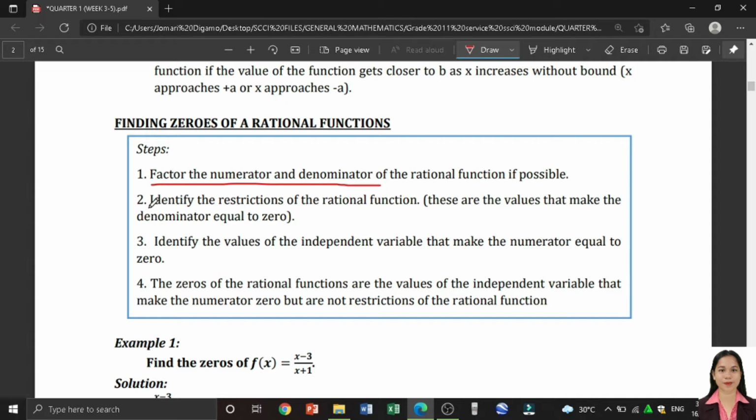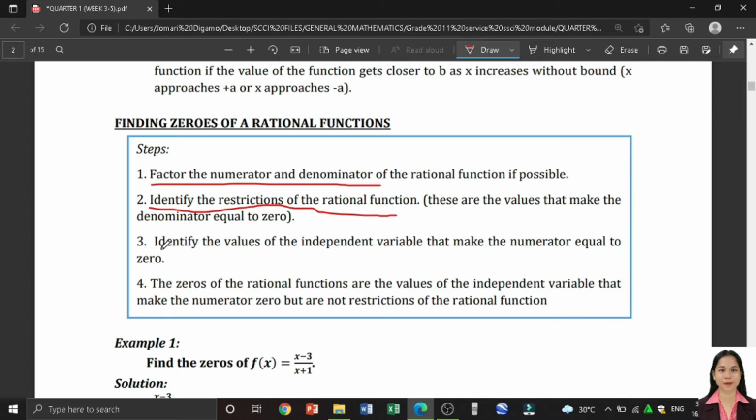Next is identify the restrictions of the rational function. So pag sinabi nating restrictions, these are the values that make the denominator equal to 0, or ito yung mga value na dapat hindi siya part ng solution set of the rational function. Kasi pag nag-0 si denominator, meaning to say that the rational function will become undefined. Kaya siya sinabing restriction, bawal na value of x.